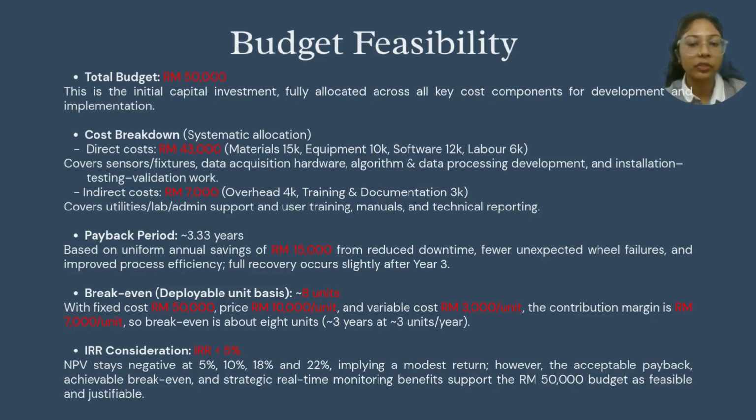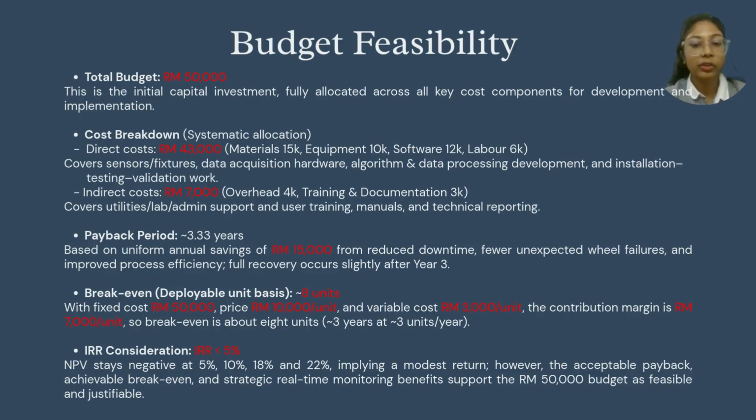Third, the payback period is 3.3 years, based on the uniform annual savings of 15,000 from reduced downtime, fewer unexpected wheel failures, and improved process efficiency. Full recovery occurs slightly after year 3. Next, break-even, on a deployable unit basis, is 8 units. With a fixed cost of 50,000, a price of 10,000 per unit, and a variable cost of 3,000 per unit, the contribution margin is 7,000 per unit. So the break-even is about 8 units, or 3 years at 3 units per year.